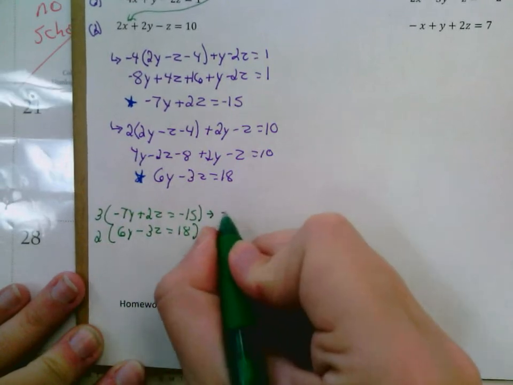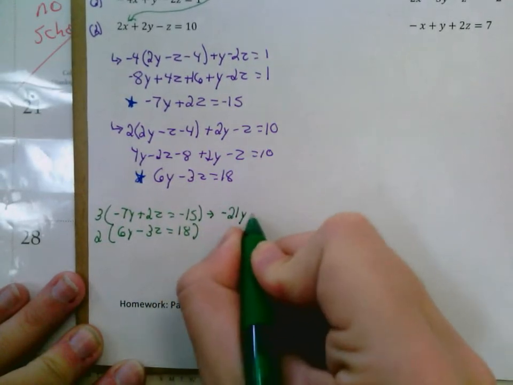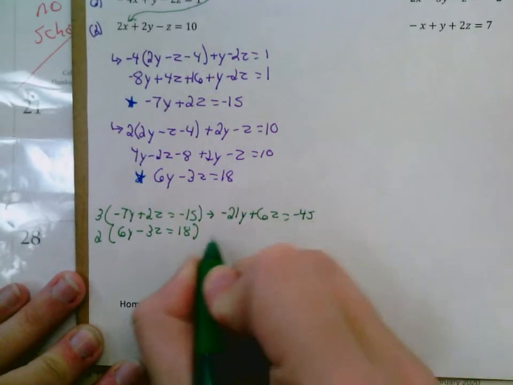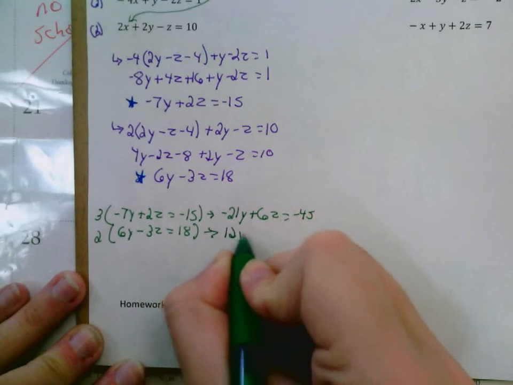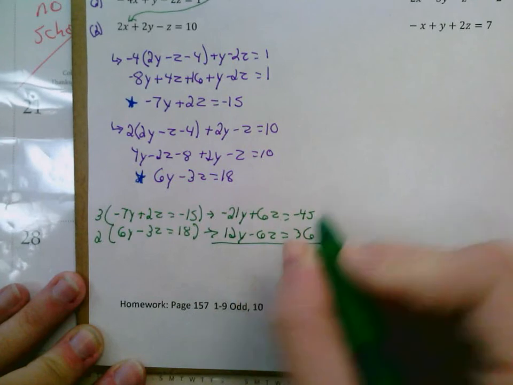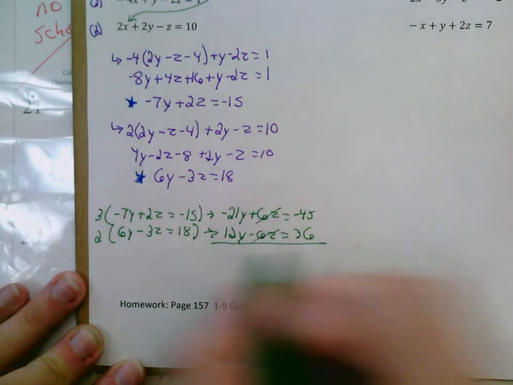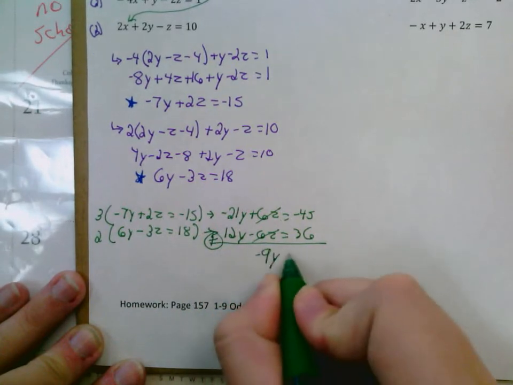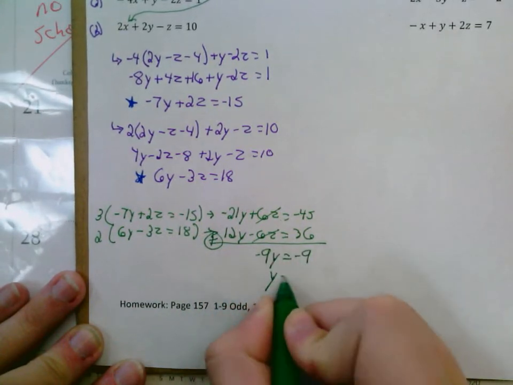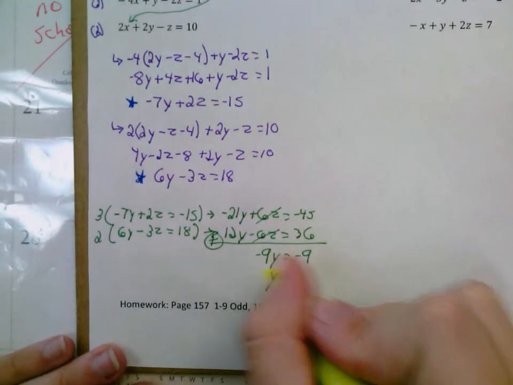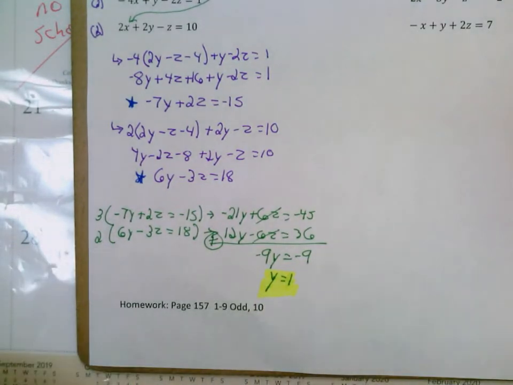Okay, so what does that give me? That gives me a negative 21y plus 6z equals negative 45. This one should give me a 12y minus 6z equals 36. Add these together, the z's go away. I'll put the little addition symbol there. And I should get a negative 9y equals negative 9. Therefore, y equals 1. And again, very similar to the last problem, I'm going to go ahead and highlight that and say, yay, I found one of my variables already.